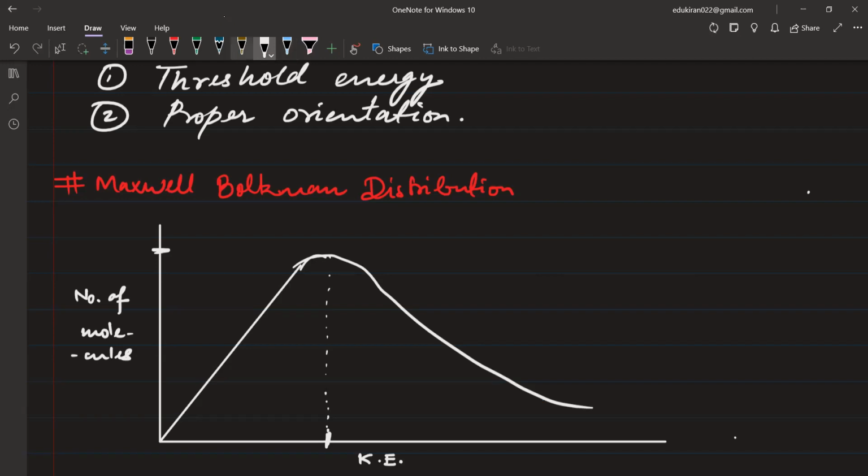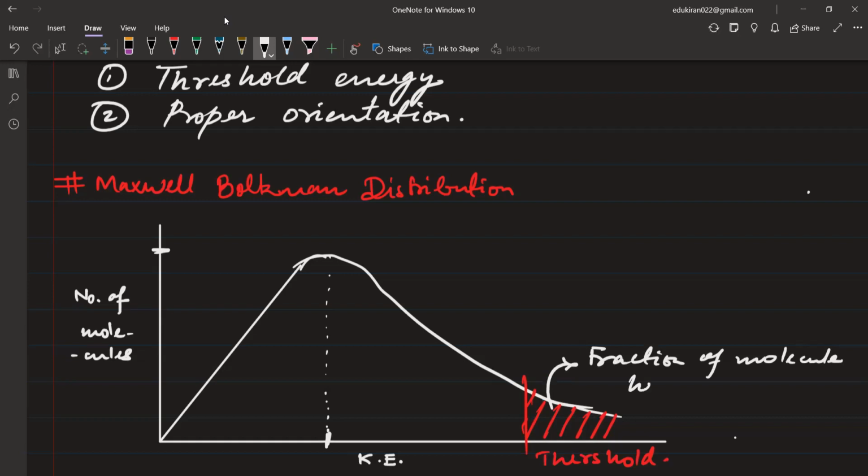But for the reaction to occur, only a fraction of these molecules will be able to react because of the threshold energy. Let us suppose that this is your threshold energy. Very few molecules, or a fraction of molecules, have energy that is greater than the threshold energy. Please write: fraction of molecules have energy greater than threshold energy.